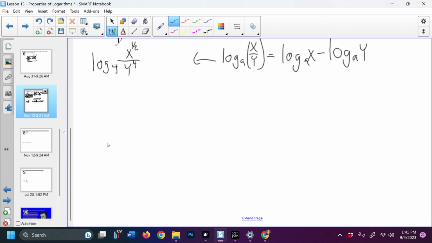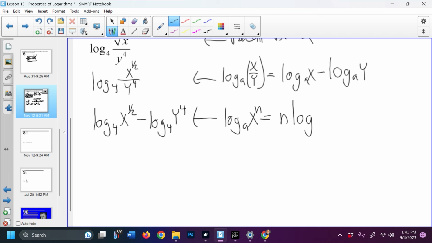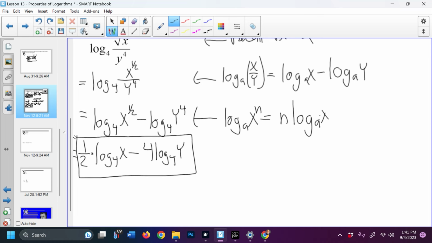And so I can use that to separate into two logarithms. I'll have log base 4 of x to the 1/2 minus log base 4 of y to the 4th. And then we'll bring those exponents down using log base a of x to the n is equal to n log base a of x. And I'll bring both of those exponents down. I'll have a half times log base 4 of x minus 4 log base 4 of y. We'll put equal signs at each step, put a box around my final answer, and we will call that done.